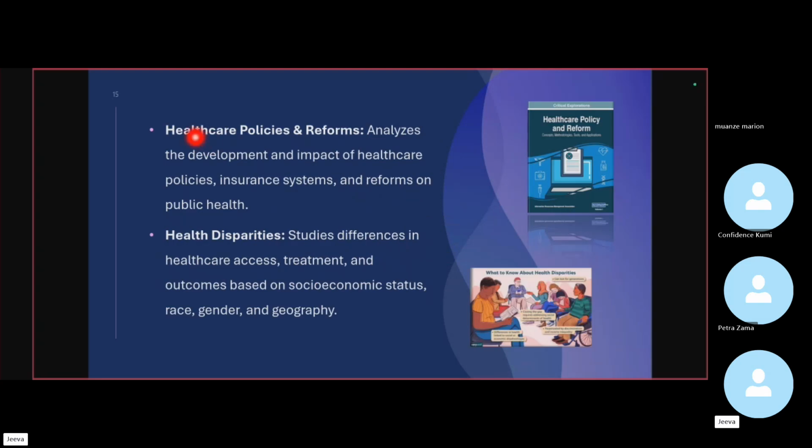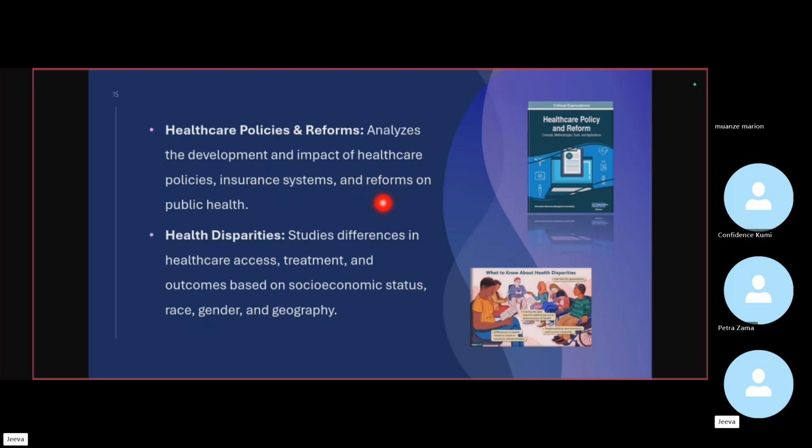The third one is healthcare policies and reforms. Medical sociology will analyze the developments and the impact of our healthcare policies. Various hospitals have their own policies and insurance schemes, and that will be looked at by medical sociology: what healthcare policies a hospital provides, what insurance schemes they provide, and reform on public health.